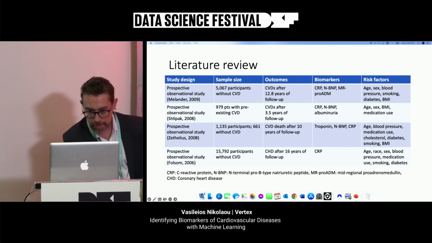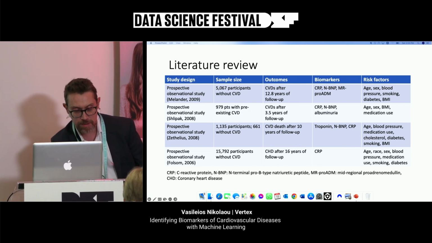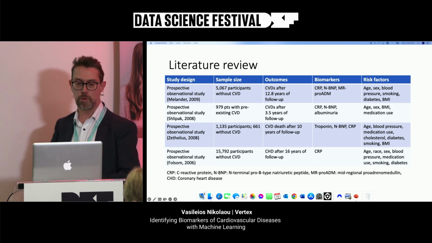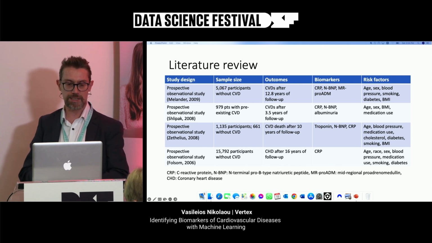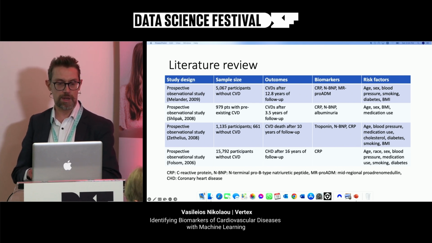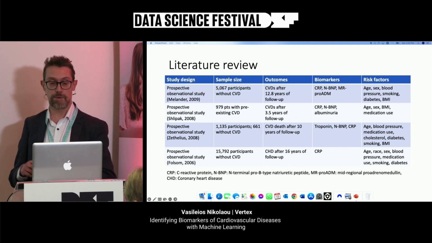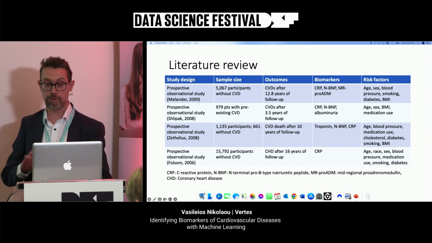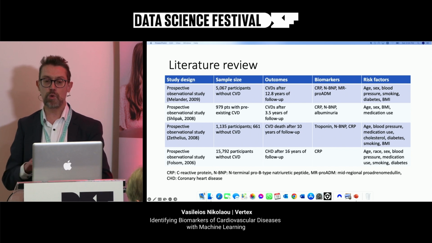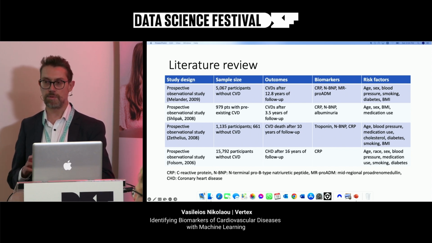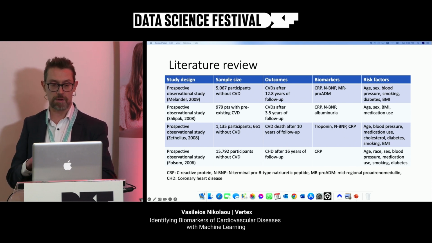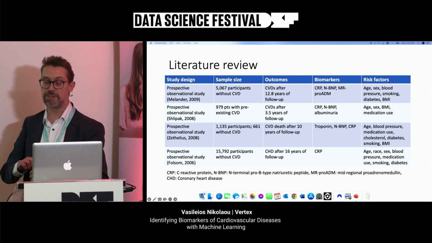Here you can see some literature, the most prominent studies that have been carried out, and they date back to more than 10 years ago. The common characteristic of these studies is that they are quite large. They range from 1,000 participants to more than 16,000 participants without CVD at the baseline, so healthy individuals. And they do integrate biomarkers and risk factors to predict CVD outcome from 3 years to maybe even 16 years after the follow-up.